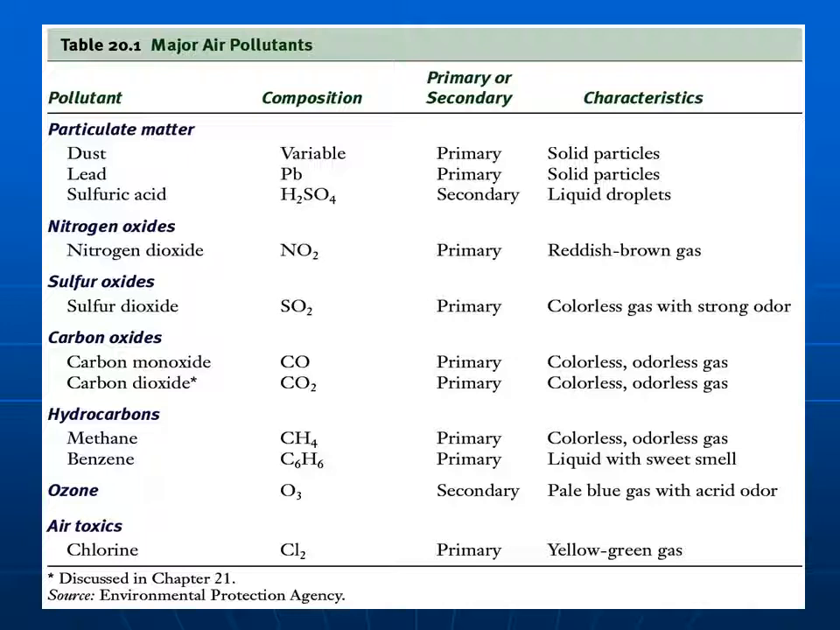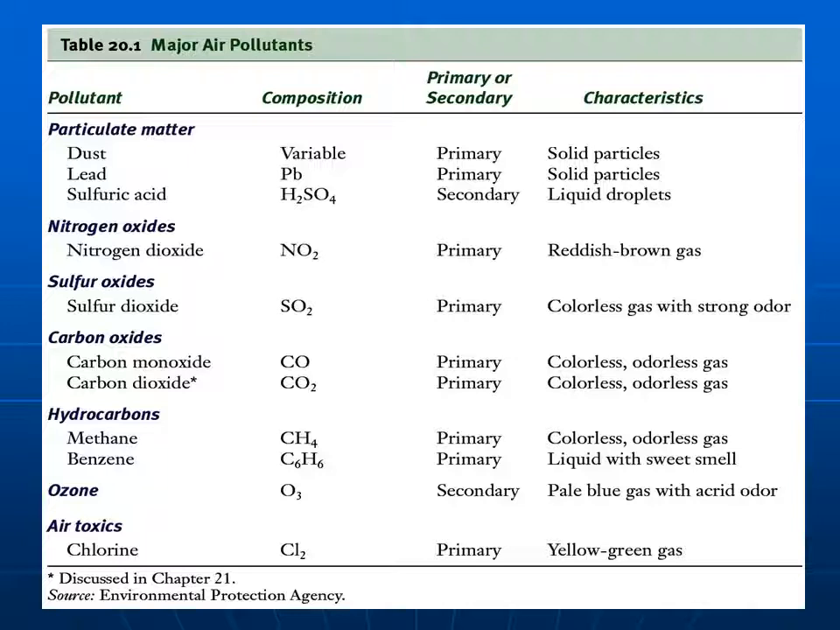Carbon oxides mainly include carbon monoxide and carbon dioxide. They have the composition CO for carbon monoxide and CO2 for carbon dioxide. Both are primary pollutants. Both are colorless and odorless gases. Hydrocarbons mainly include methane, that is CH4, which is a primary pollutant. It is a colorless, odorless gas.